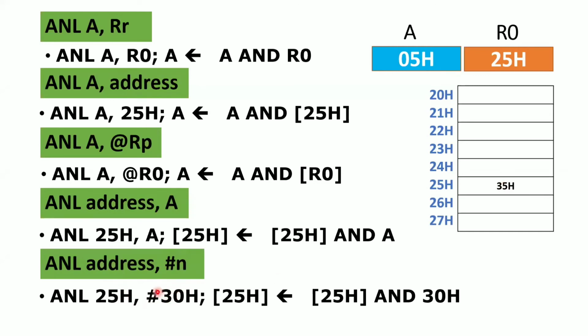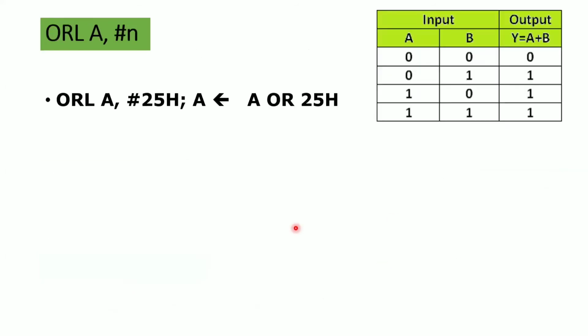Data 30. Why data 30? Because there is a hash here. Okay, so perform the AND operation between 35H and 30H and store the result in where? In the address location. Why? Because the first operand is your address location. Again, store the result here. So that is about your AND operation.